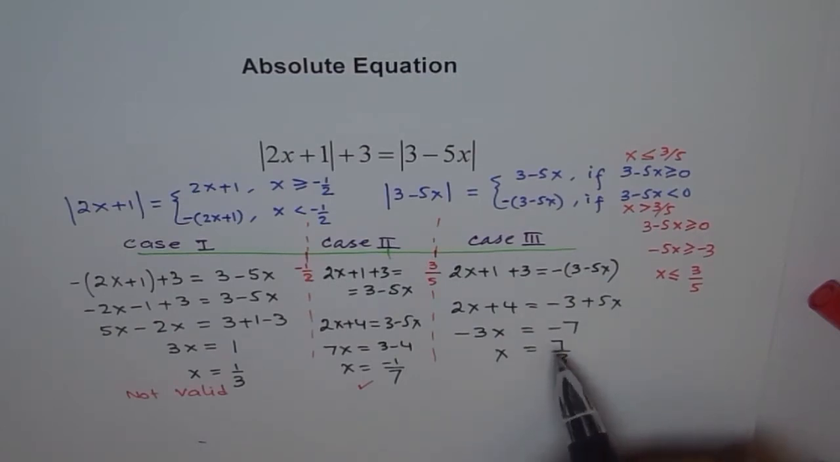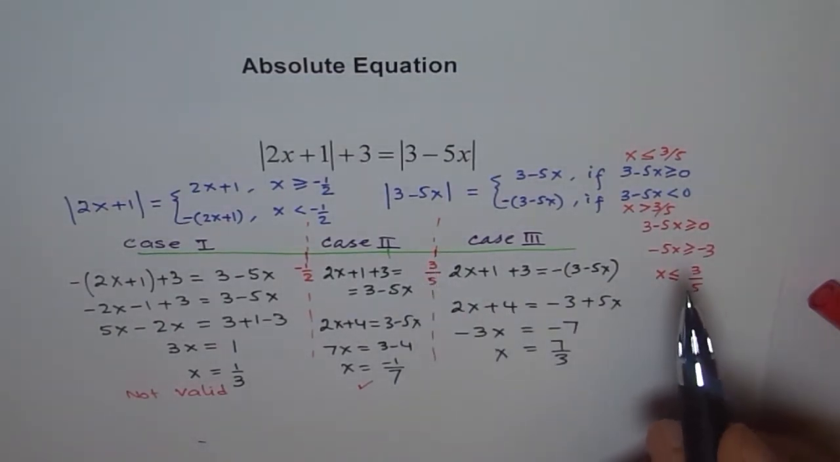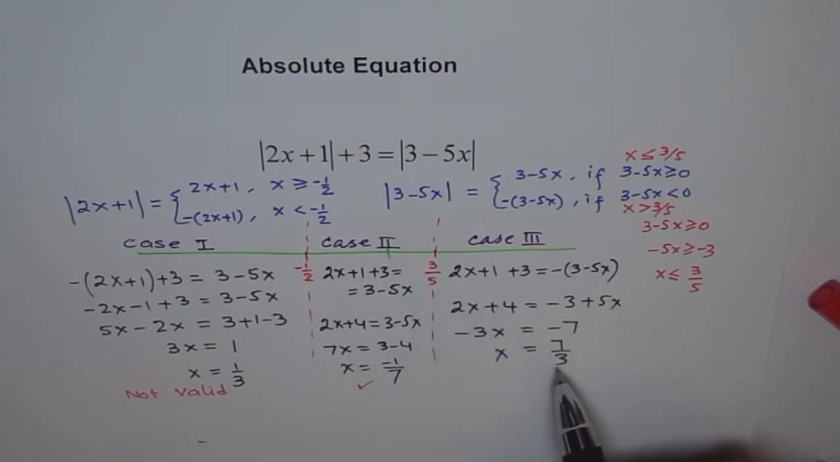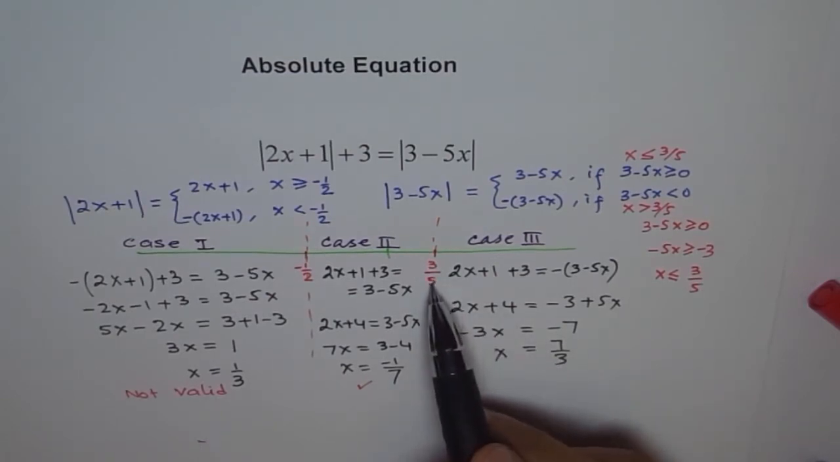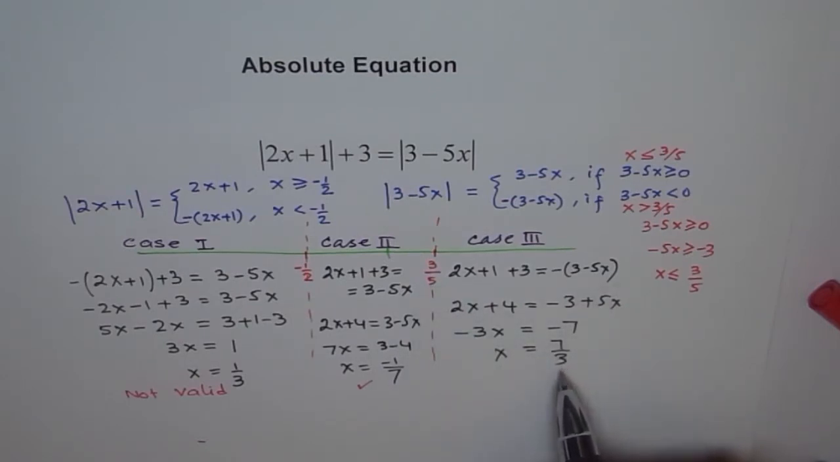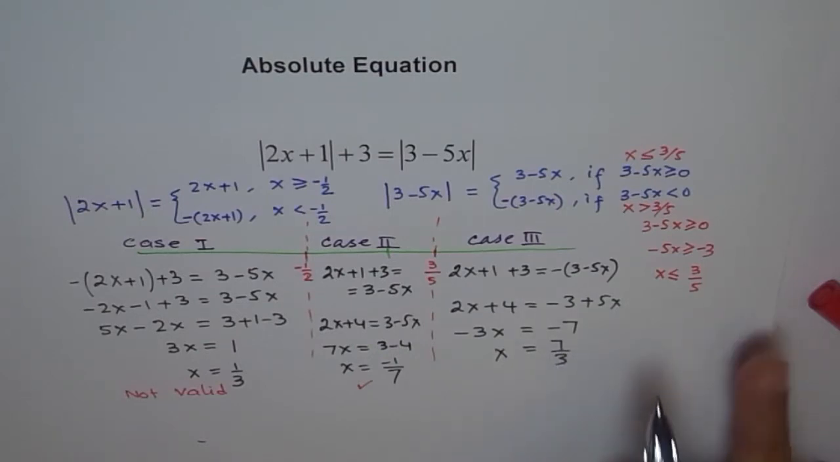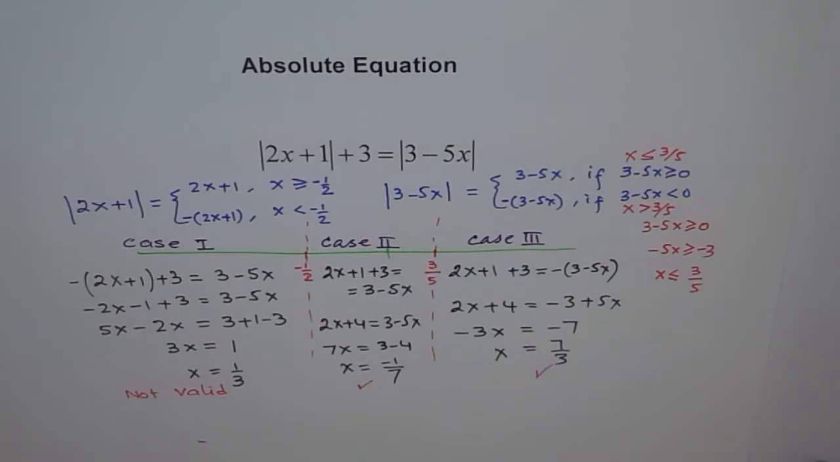Now, is 7 over 3 on the right side of 3 over 5? Well, we can make them common denominators and then check. So if I multiply this by 3, we get 9 over 15. And if I multiply this by 5, we get 35 over 15. So this is very much on the right-hand side. So this is also a valid solution. Okay, so we get two valid solutions.